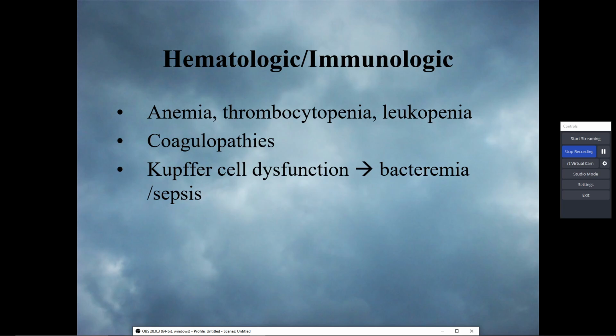Hematologic and immunologic issues include anemia, thrombocytopenia, and leukopenia, coagulopathies, PT, PTT, INR elevation, and Kupffer cell dysfunction, we'll talk about that in a second, which lead to bacteremia and sepsis throughout the body, lead to bleeding, lead to all sorts of cool stuff.